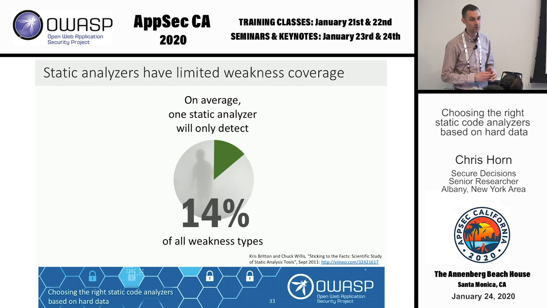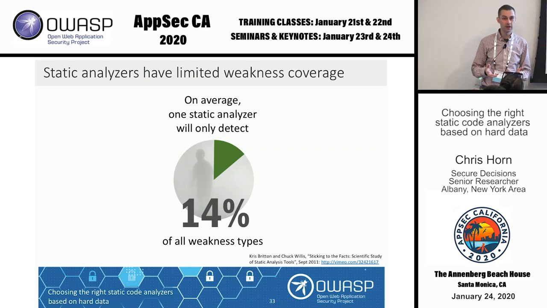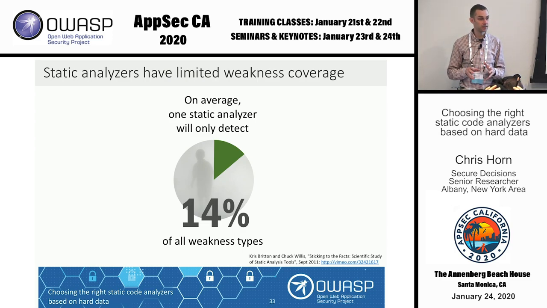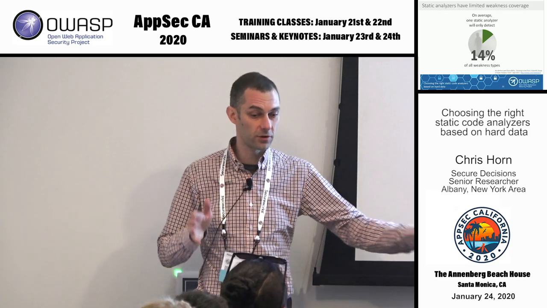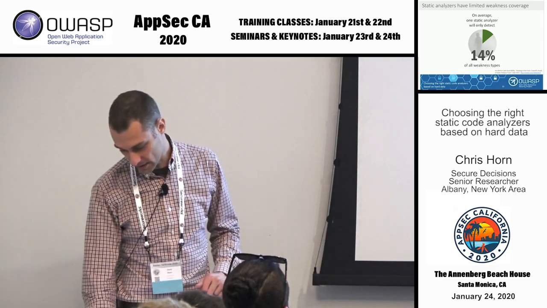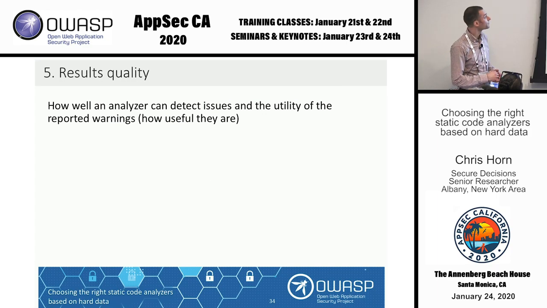And we know from existing research from NSA that any one analyzer usually doesn't detect very many types of weaknesses in software. It's only about 14%. So if you want good coverage over all the types of weaknesses that can be checked for, you're probably going to need multiple analyzers. That's an important message.